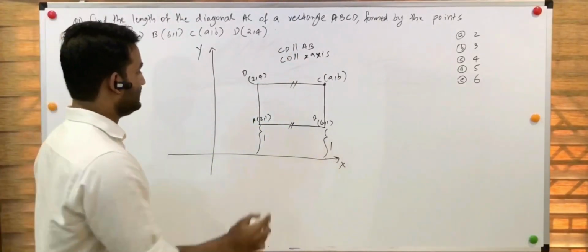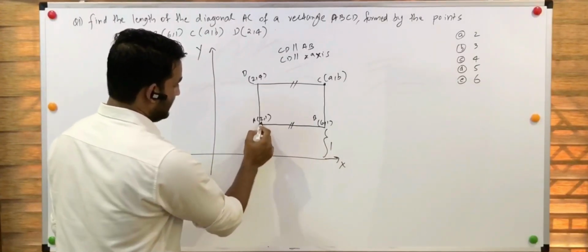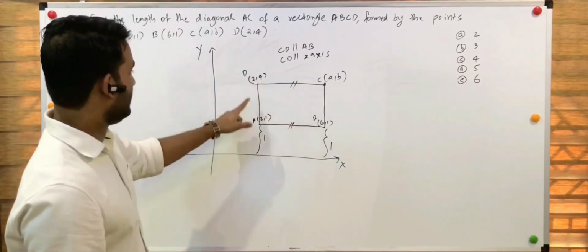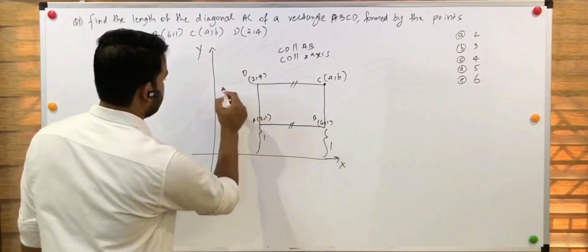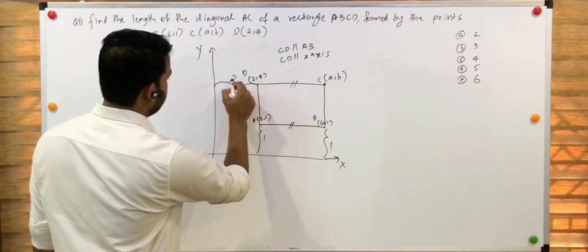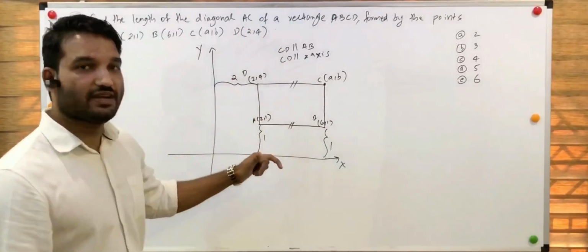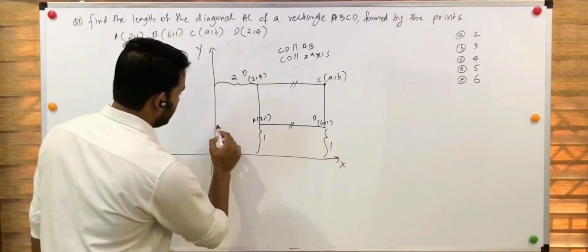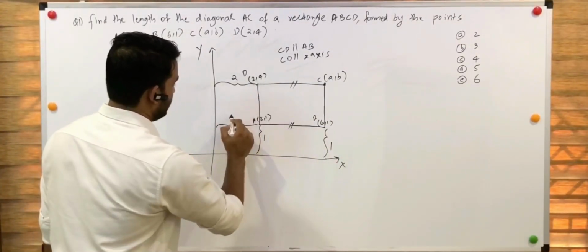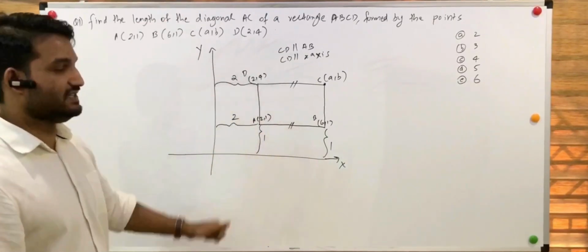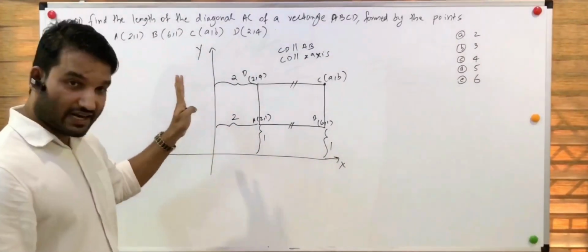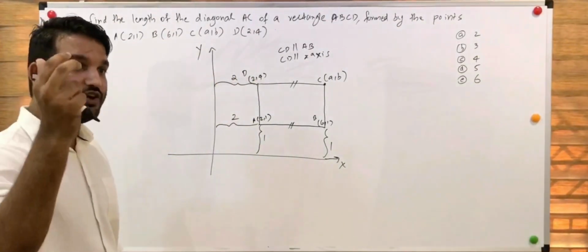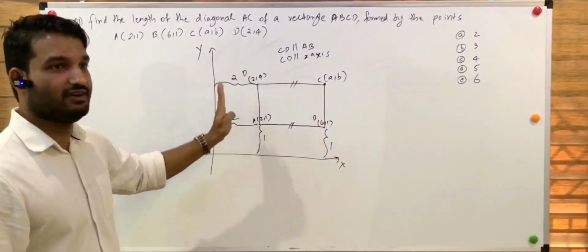Similarly, when we look at the side AD, the endpoints A and D have the same x coordinates. That means the distance from the y-axis is the same for the points A and D. That doesn't change. This is the condition for a line segment to be parallel to the y-axis, because the endpoints will have the same x coordinates, that will not change.